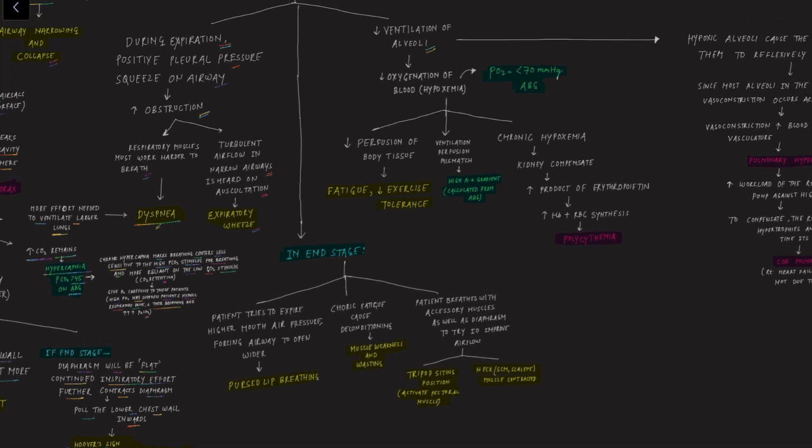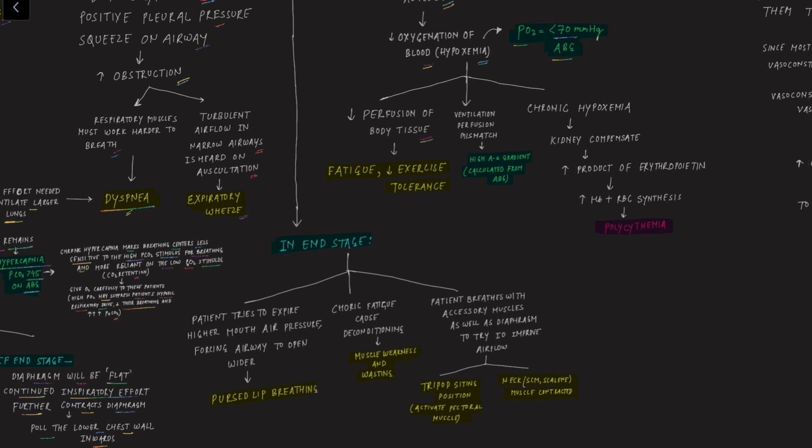Decreased ventilation to the alveoli decreases oxygenation of blood: hypoxemia, PO2 less than 70 mmHg on ABG. Decreased perfusion of body tissue causes fatigue and decreased exercise tolerance. Ventilation-perfusion mismatch gives a high A-a gradient, calculated from ABG. With chronic hypoxia, the kidney compensates, increasing production of erythropoietin, increasing hemoglobin and RBC synthesis. The patient has polycythemia.